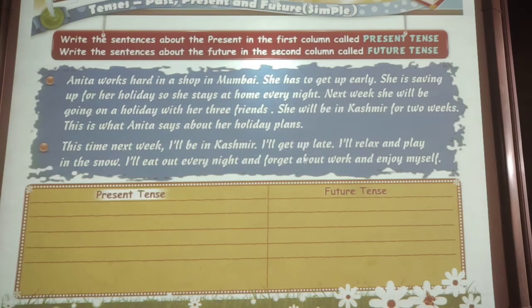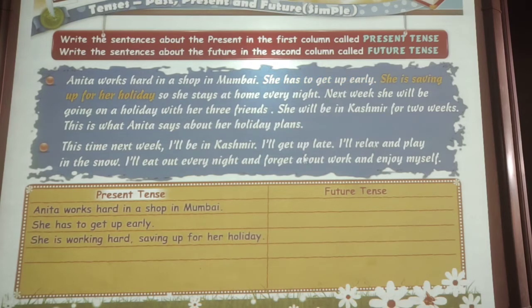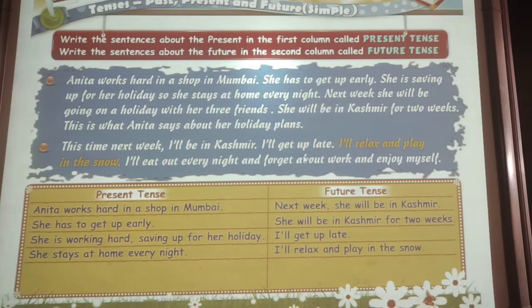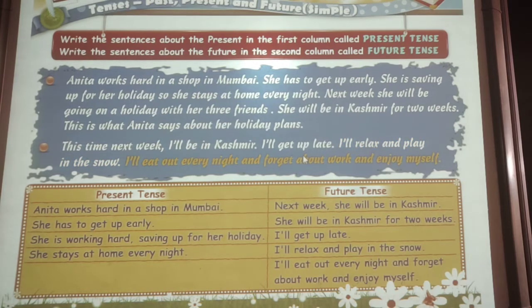Answers. Present tense. Anita works hard in a shop in Mumbai. She has to get up early. She is working hard, saving up for her holiday. She stays at home every night. Future tense. Next week, she will be in Kashmir. She will be in Kashmir for 2 weeks. I'll get up late. I'll relax and play in the snow. I'll eat out every night and forget about work and enjoy myself.